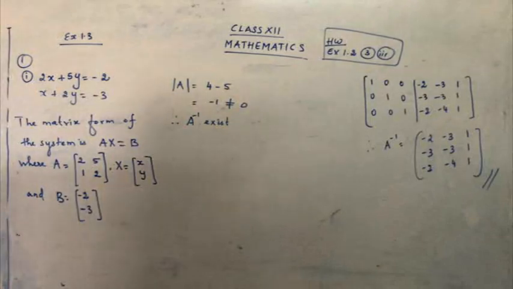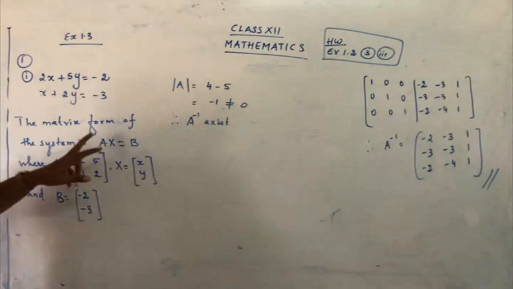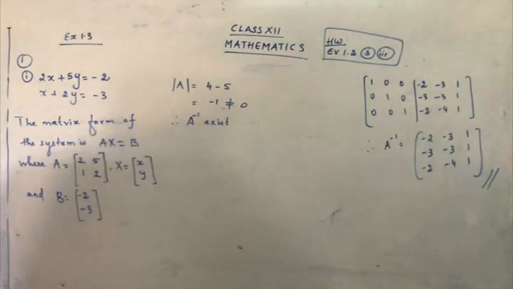So we have confirmed that A inverse exists, and we have got the value for the determinant of A also. Now let's go to the next step. We are going to find out the value for A inverse. Let's see how to find it. First we'll write the step, and after writing the step we'll find the value for A inverse.